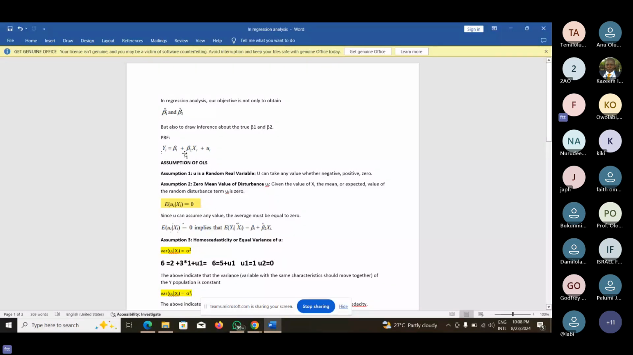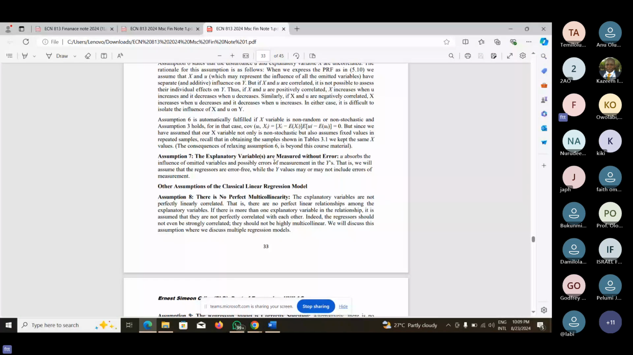Please, I want to hear a female voice now. That is X1. Okay, so we all know what the explanatory variable is in this equation. He said that the explanatory variables are measured without error. He told us in class that assumption 7 is not really important, but it's still part of the assumptions of OLS. So you absorb the influence of omitted variables and possibly errors of measurement. We can read up on that, but you should all know that our explanatory variables are measured without error.